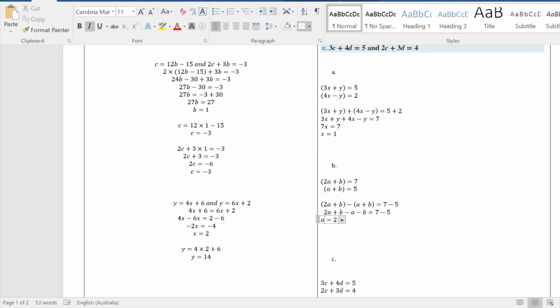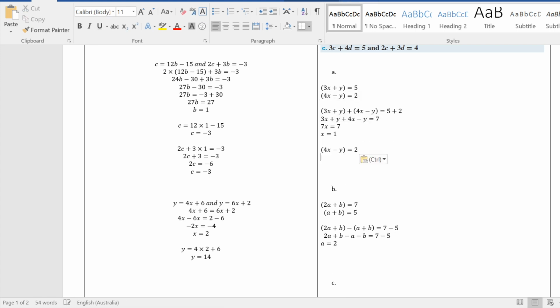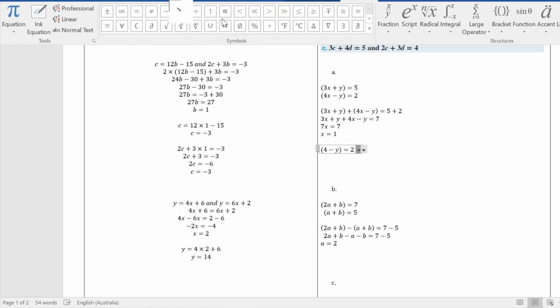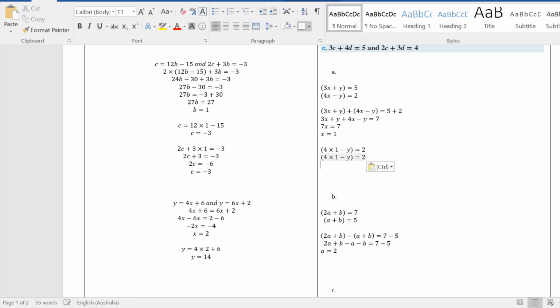Now, I've just realized I haven't actually gone back and found the other value for my question up here. Just like we did over here, once we found b, we had to find c. Let's just take this second one now. I'll quickly go back and solve for this one. So 4x minus y equals 2. x is equal to 1. 4 times 1 minus y is equal to 2. Let's go about expanding and solving this to get our value for y. That's going to give you, get rid of the brackets, 4 minus y is equal to 2.